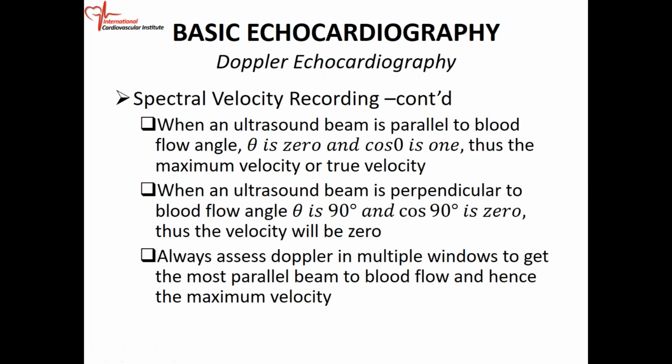So you can do a Doppler across, say, your mitral valve, looking for mitral regurgitation, and if you're perpendicular to the flow, you'll see no flow. Doppler is angle dependent, so you have to pay close attention to how you're doing your scan. Always assess Doppler in multiple windows to get the most parallel beam to blood flow, and then you get the maximum velocity. What this statement is saying is that whenever you're doing any type of Doppler study across any structure, you have to use multiple windows, because you're looking for the most parallel ultrasound beam to blood flow.